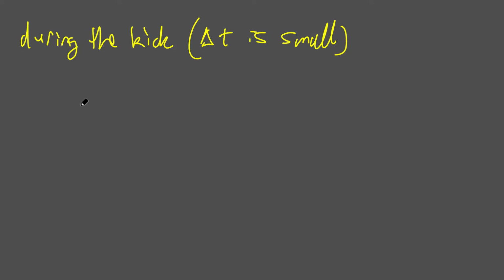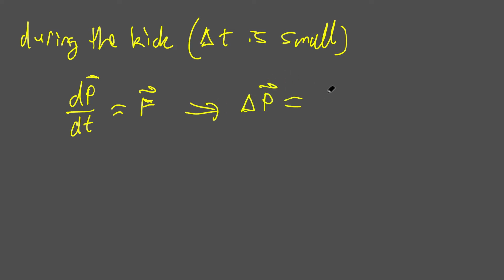Okay, now we know that Newton's second law always holds. dp/dt is equal to the force, the sum of forces acting on the body. Now, during this short time interval, we can replace the d's with deltas and write this as delta p is equal to F times delta t. Now, this is what's referred to as the impulse. And I'll use the symbol I for impulse.